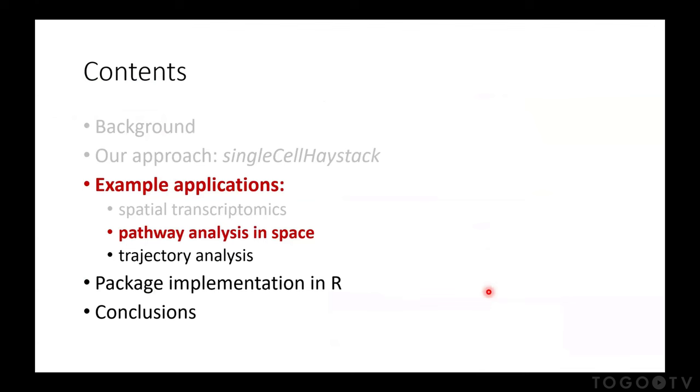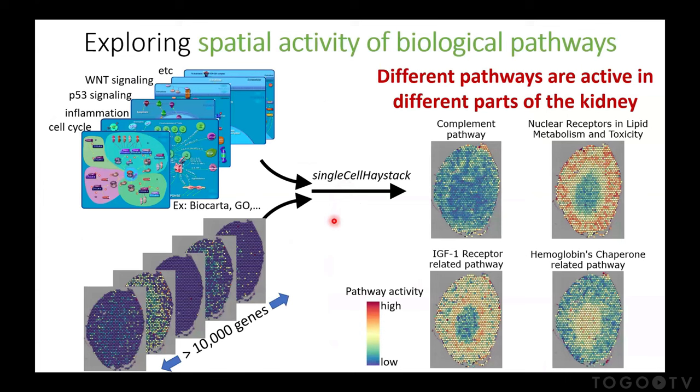And then, spatial pathway analysis. This method is not limited to integers. So I could also say, okay, for all the biological pathways, I will take the genes that are known to play a role in that pathway, and I will take the average of their expression. So I will try to estimate the activity of each pathway, and I can give that activity to single cell haystack. So they should not be integers, for example. And then it can still predict which pathways are surprising. So these pathways are active in different parts of the kidney, for example.